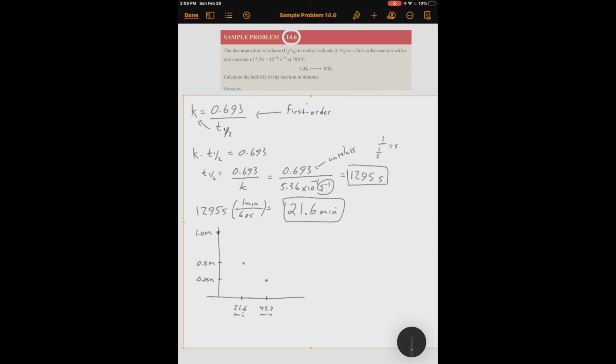And then, again, it's constant. So if we wanted to go another 21.6, that would give us a total of 64.8. So we'd be out here, 64.8. That would give us down to another half, which would be 0.125 molar. Oops, not 1.25, but 0.125. Okay, so another 21.6 minutes would get us down another half.